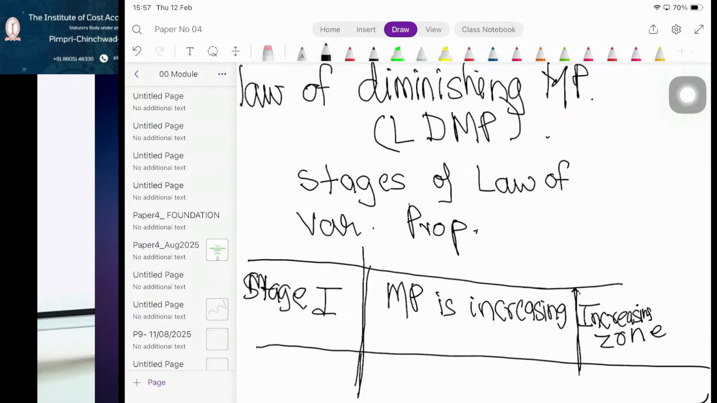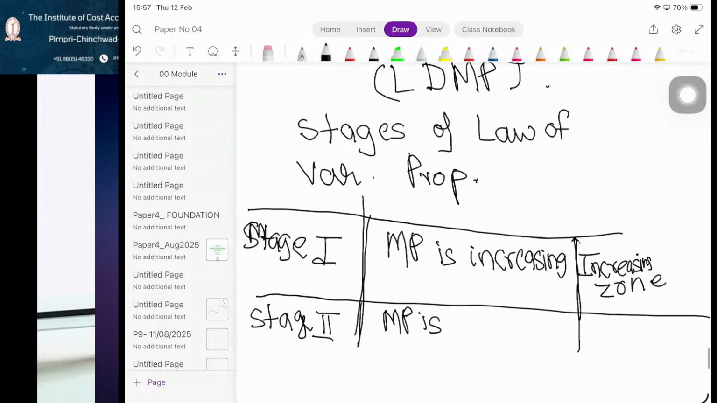Okay, why is it called the increasing zone? Because the marginal product is increasing. Then we have what is called stage 2, where marginal product is positive but diminishing or decreasing. It is positive but it is decreasing.